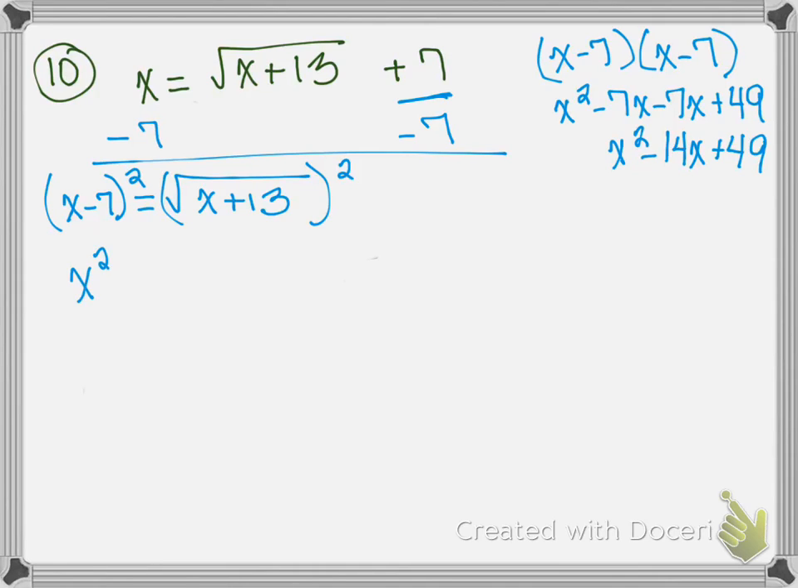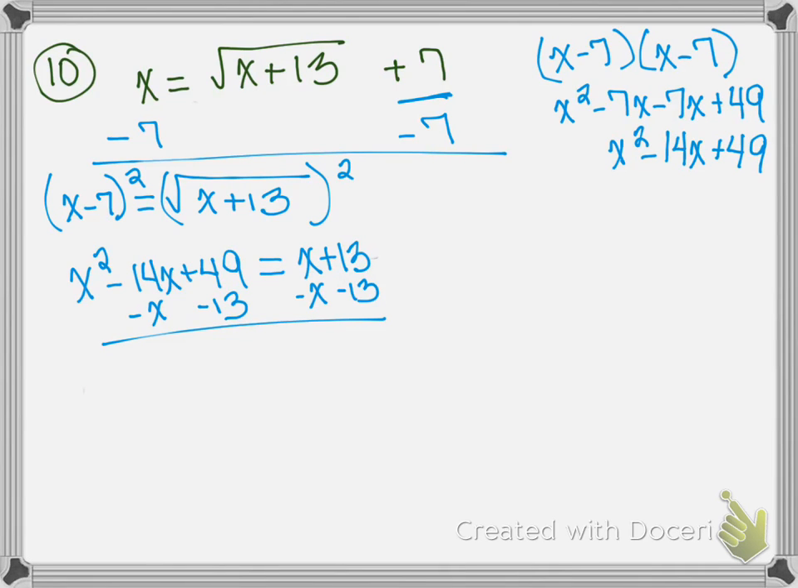Okay, so x squared minus 14x plus 49 equals the square root of x plus 13. Okay, now we've got a quadratic that we know how to solve. Okay, I've got to set it equal to 0. So I've got minus x minus 13, x squared minus 15x plus 36 equals 0.